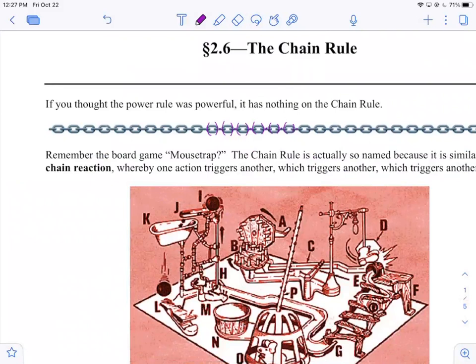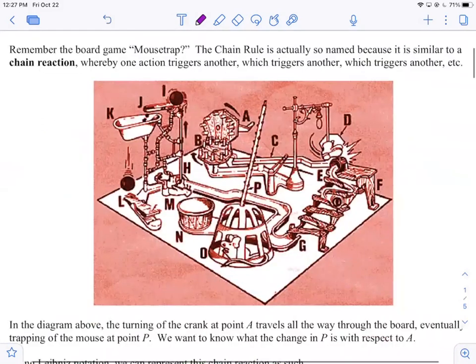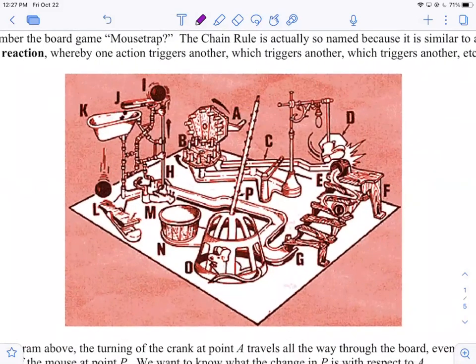But why is it called the chain rule? It's not because the multiplication looks like chain link, but in this case, you can think of chain as like chain reaction. So this is Mousetrap. I played it growing up. It's been rebranded and sold several times, but it's like the ultimate commercial Rube Goldberg machine.